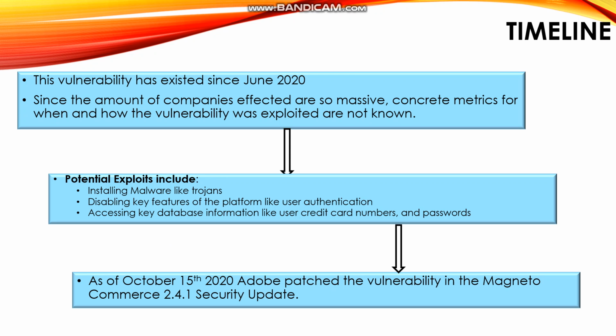So the timeline for this attack isn't very in-depth or expansive. The vulnerability was acknowledged in June 2020 by Adobe. Since the amount of companies affected is so massive, since it covers over 250,000, concrete metrics for when and how the vulnerability was exploited are not known. But as mentioned earlier, I put a list of the potential exploits, including installing malware like Trojans and disabling key features of the platform like user authentication.